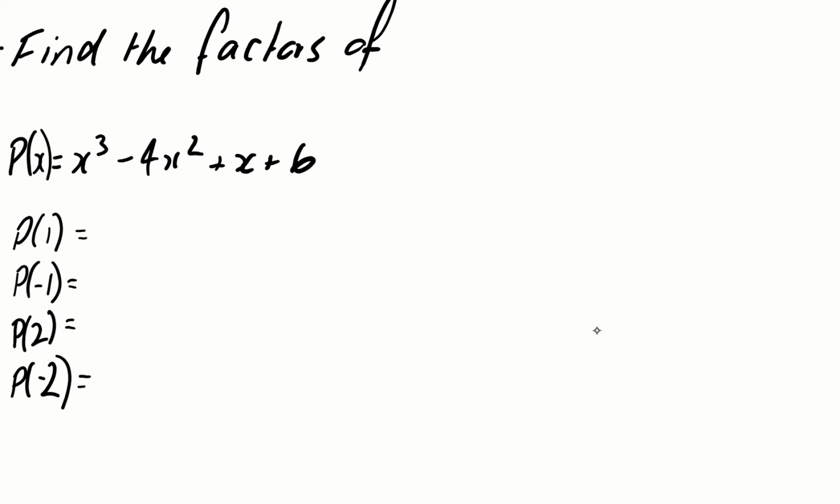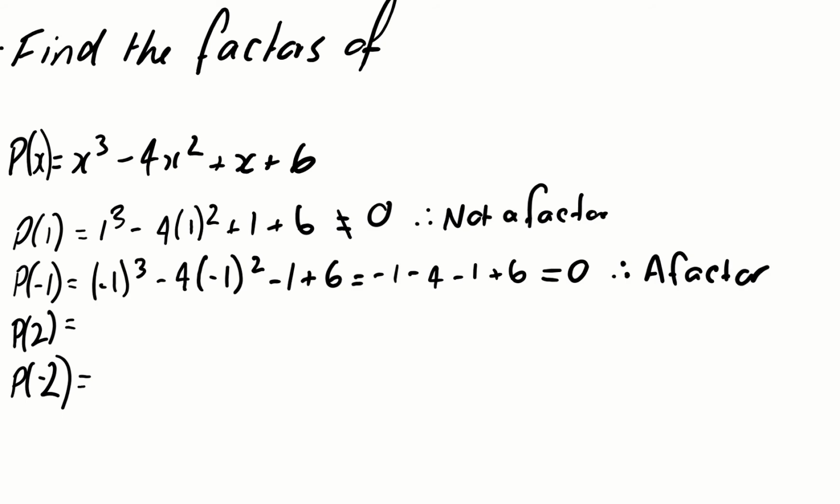So I'm just going to be putting these values into my polynomial and seeing what I get. So subbing in 1, I didn't get 0, and you don't have to show what you get when you sub it in, you just have to show whether it is or isn't 0. So therefore 1 wasn't a factor. But when I subbed in -1, it did equal 0, so therefore it is a factor by the factor theorem. So I don't have to worry about the others.